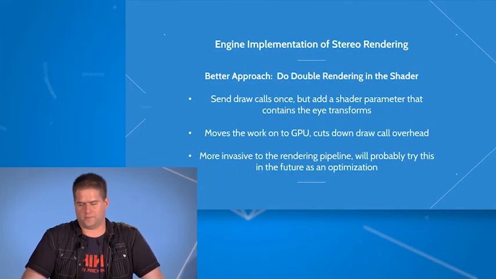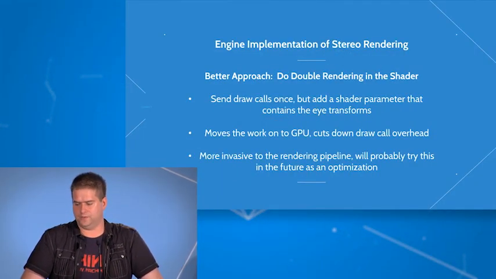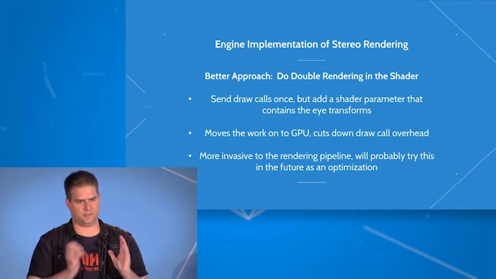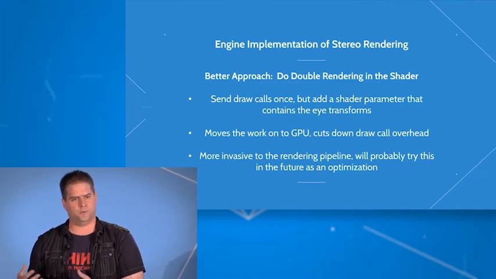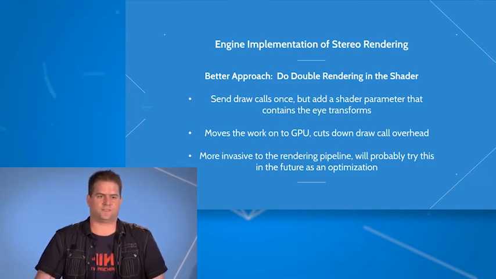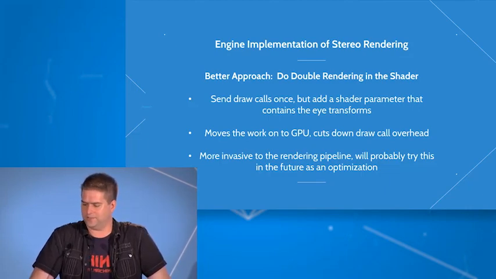A better approach, which we're actually looking at doing in the future, is to do double rendering in the shader. So basically take the load off the CPU, and then in the shader, draw each image twice for the stereoscopic positions. It moves the work onto the GPU, but it's much more invasive to the render pipeline. But we're looking at this as a future optimization, because with things like the Samsung Gear VR, draw calls are becoming much more important, and paying the 2x cost isn't really ideal in a lot of situations. So that's stereo rendering.